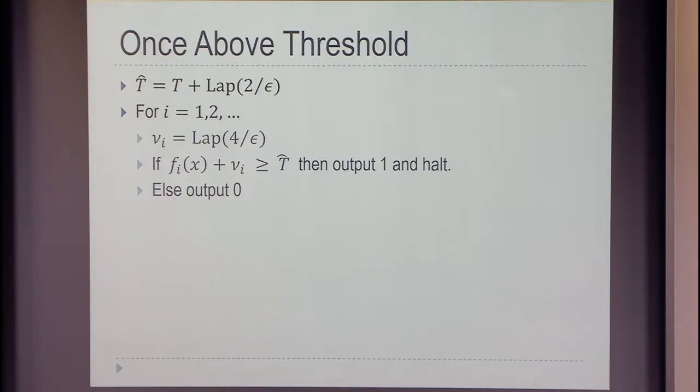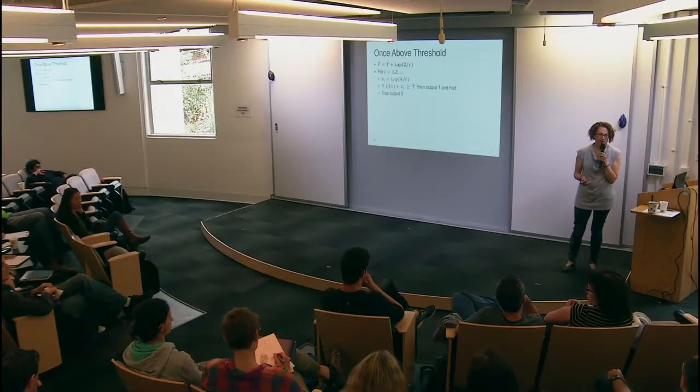And otherwise, we'll output 0 and repeat. So is it clear what the algorithm is? I'm sorry, what's your goal? Just the goal. The goal is to identify the significant queries as long as there aren't too many of them. But I mean, you can do it perfectly, right?